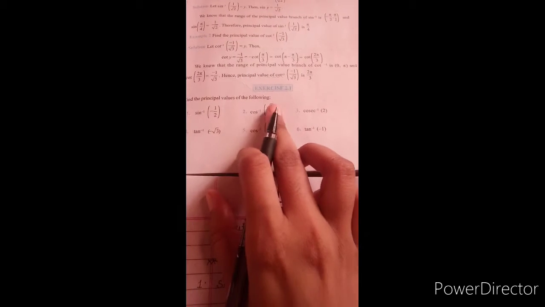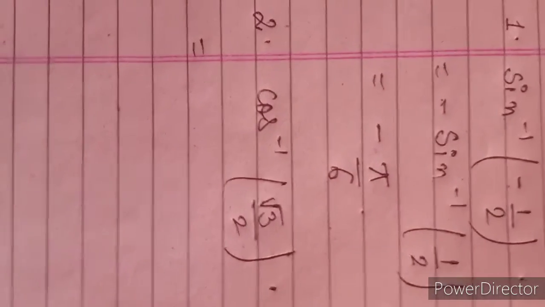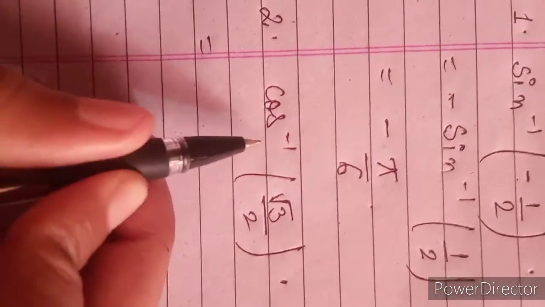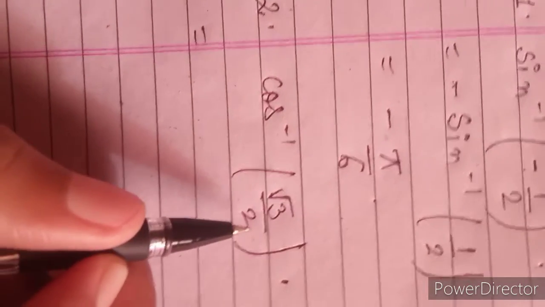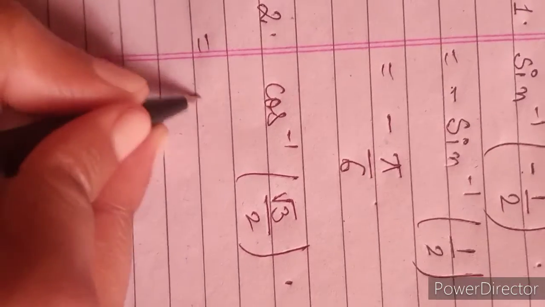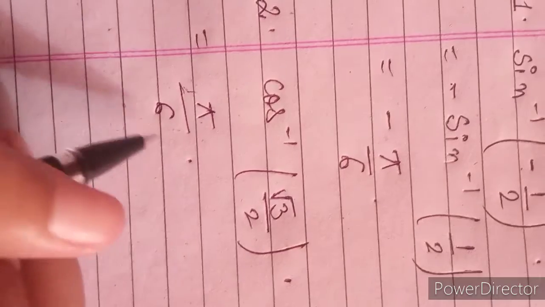Next question is cos inverse root 3 by 2. Let us solve this question. We know the value of cos pi by 6 is equal to root 3 by 2. So directly we put here pi by 6, and here is the answer of this question.